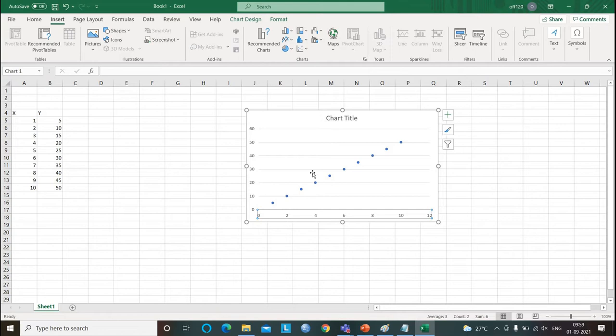Now 4 comma 20 means 4 at 20. So this is the combination. Next 5 comma 25. See, 5 will be in between 4 and 6, and here 25, in between 20 and 30. That is how we plot the values onto the graph. Simply we draw the x axis and y axis, and we plot those values over here.